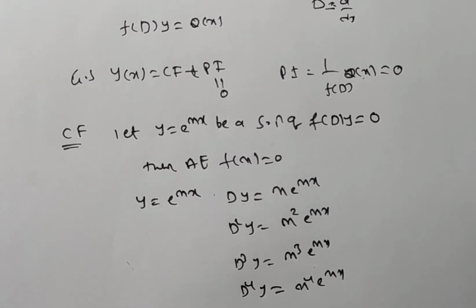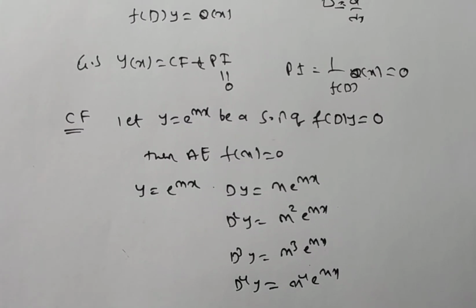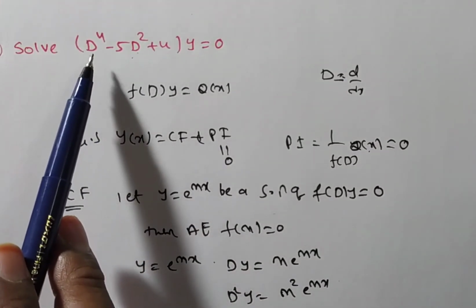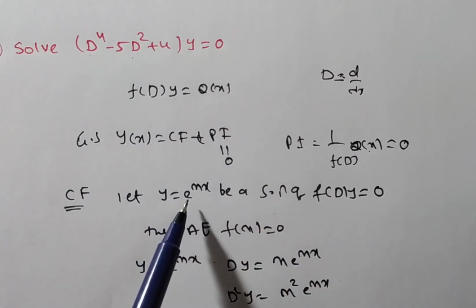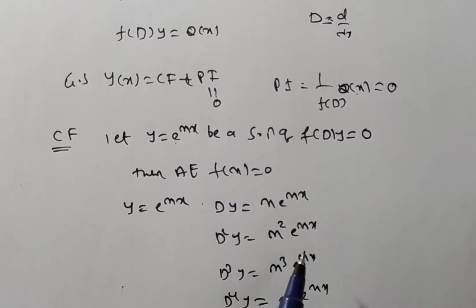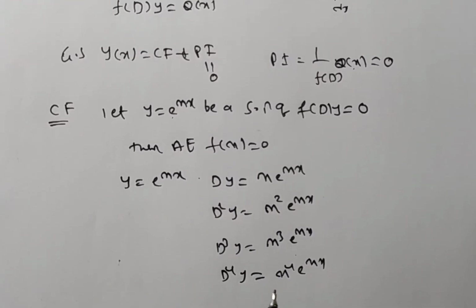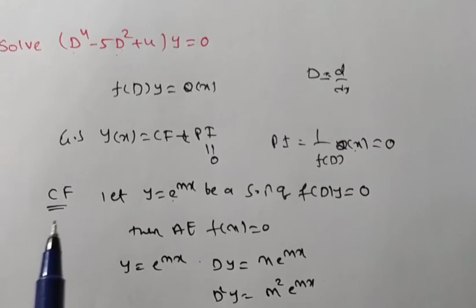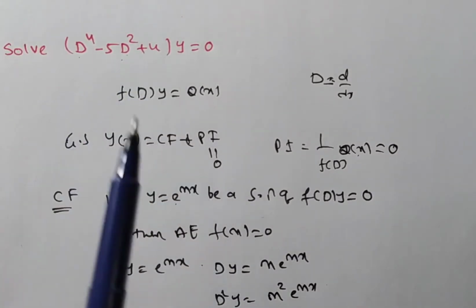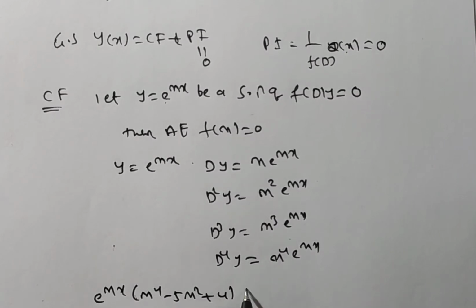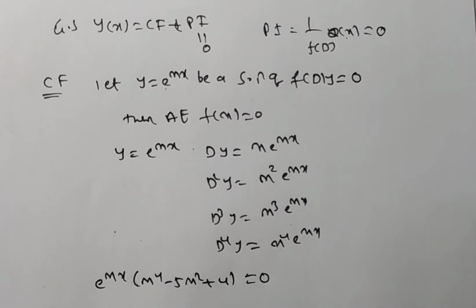Now we have to substitute all these values, m to the power of 4, m cube, m square, m values in the given problem. That is, you see, y is equal to e power mx. So dy, d square y, d cube y all are containing e power mx. So e power mx you can take common. Then in place of D power 4, what can I write? m to the power of 4 minus 5m square plus 4, into e power mx, is equal to 0.